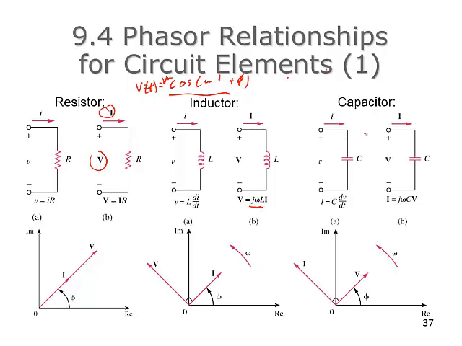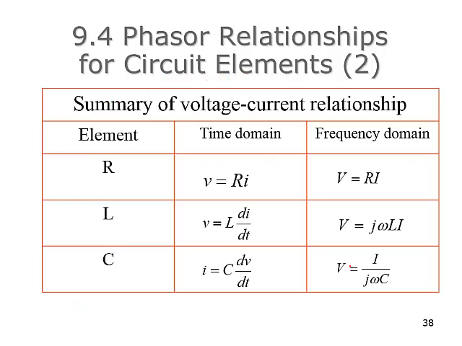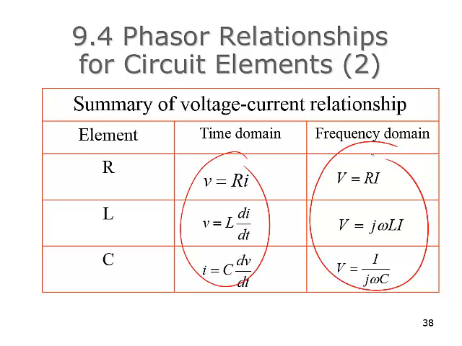And then the same thing is true for the capacitor. So I equals j omega C V means that the current is leading the voltage by 90 degrees. This is the summary table expressing the relationship between the time domain and the frequency domain for R's, L's, and C's.